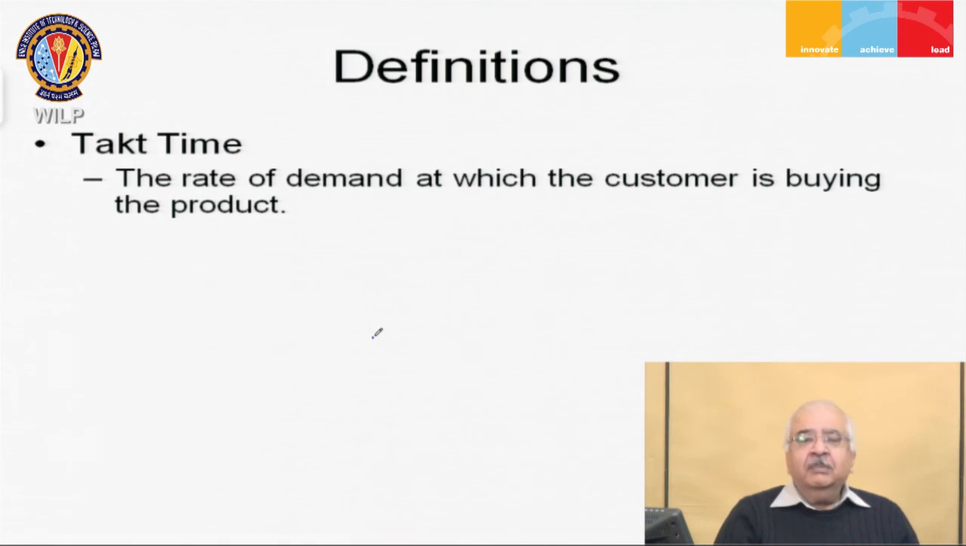And the idea behind using something like takt time is that ideally we should balance our production to match the takt time, because if we are producing at a rate faster than the takt time, that means we are building inventory. If we are building at a rate that is slower than the takt time, then we are not meeting the customer demand.